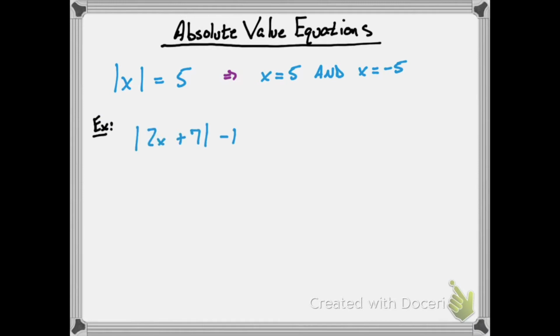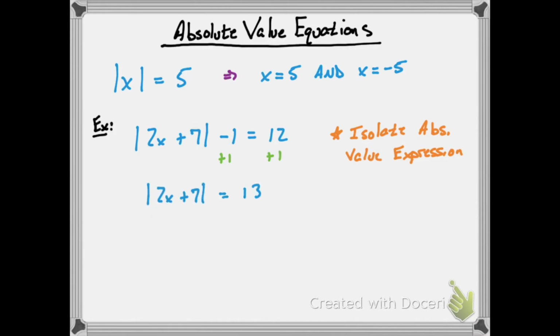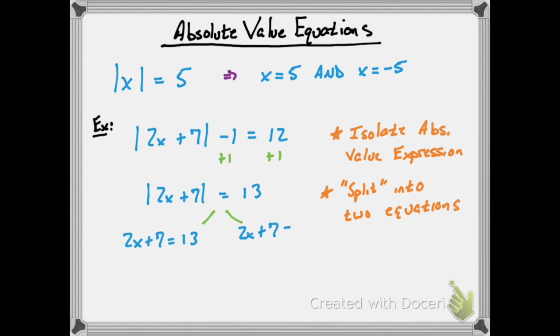In a more complicated example, we'll do a similar thing. The absolute value of 2x plus 7, minus 1, is equal to 12. First thing, we want to make sure we isolate the absolute value expression. So in this case, we'll add 1 to both sides, leaving us with the absolute value of 2x plus 7 is equal to 13. Now we're going to split this equation into two, just like we did above, where we take the expression that's in the absolute values and we set it equal to both positive 13 and negative 13.